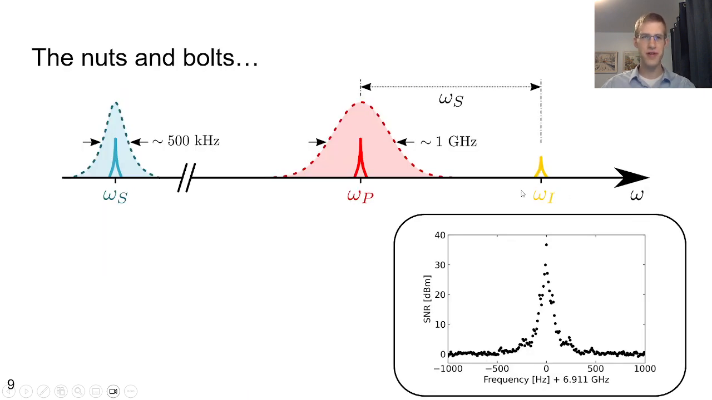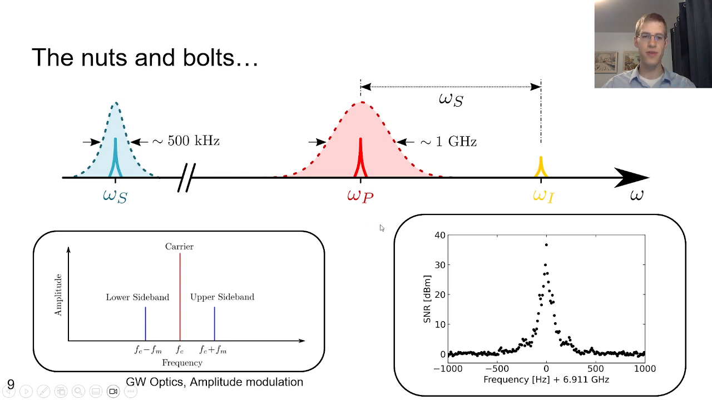So here's another way of looking at it. We have our signal, our pump, and these combine to give an idler. Now the width of this idler spectrum is very narrow. It's only a couple tens to hundreds of hertz. And so what we're going to do in these experiments that follow is we're going to modulate either the signal or the pump and see what happens to the idler.